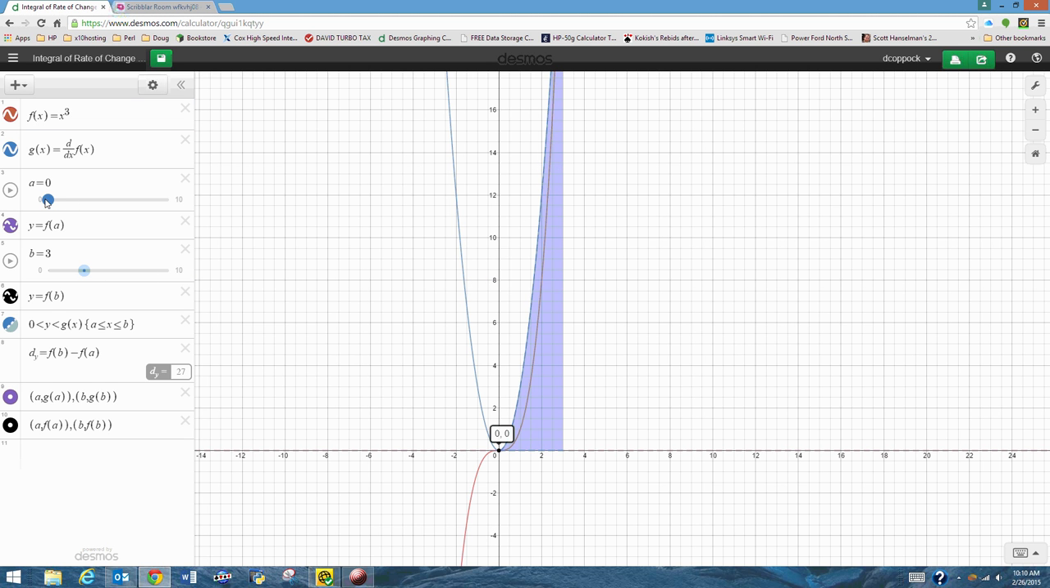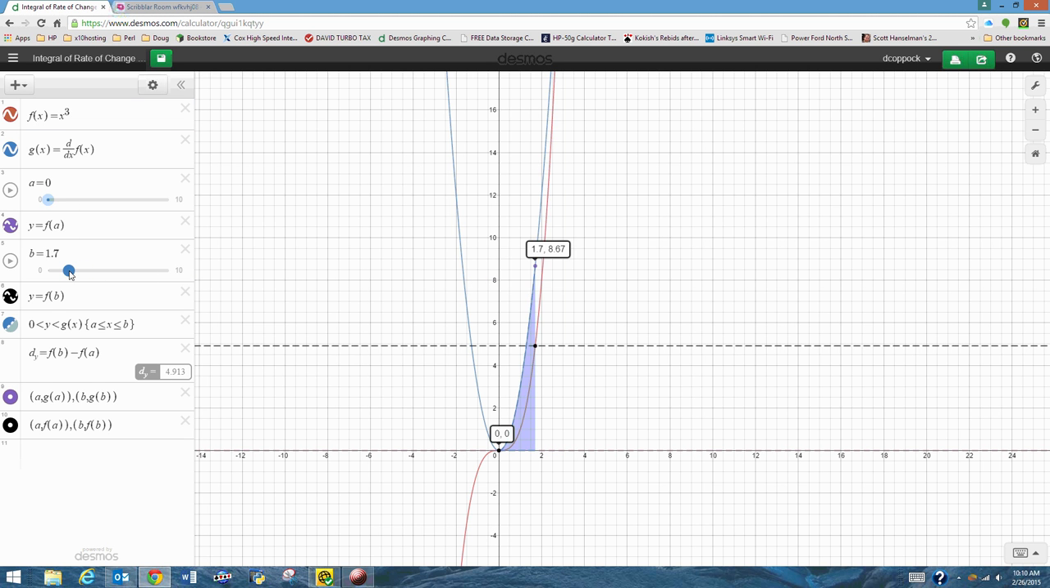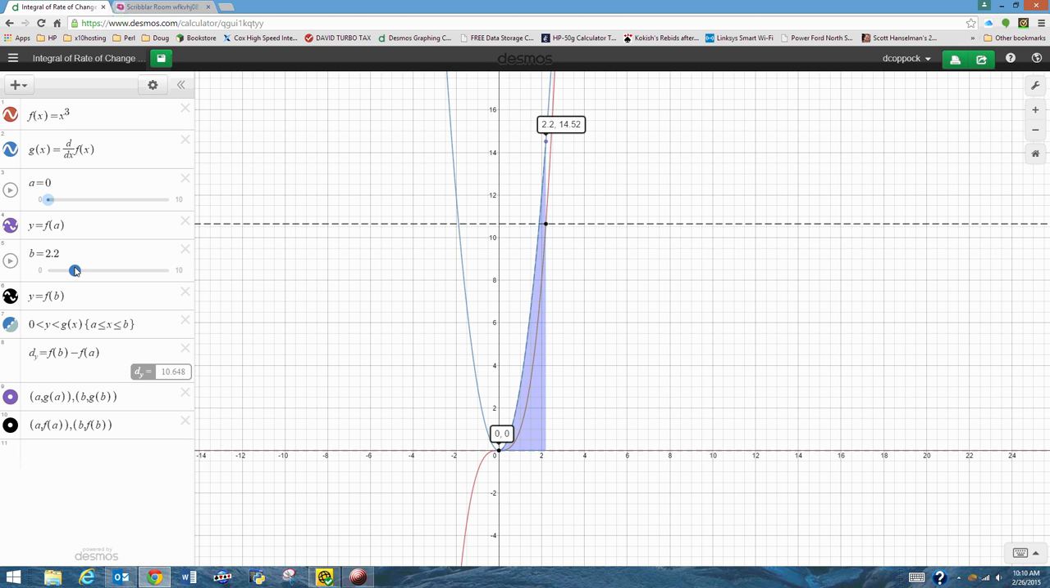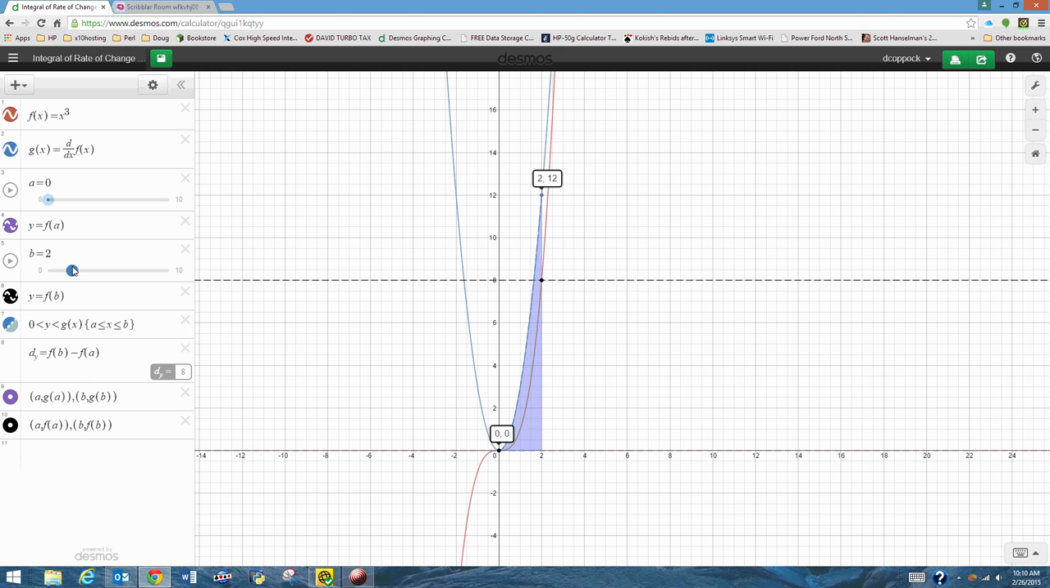How about if I take this to 0 and this to 2? Up 2. Okay, so the change in y is from 0 to 8. So what we're suggesting here is that the area under the curve, under the rate of change function, will also equal 8. But we can't compute it exactly using geometry. We have to use calculus.